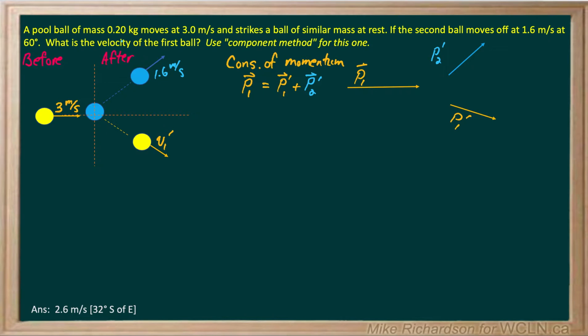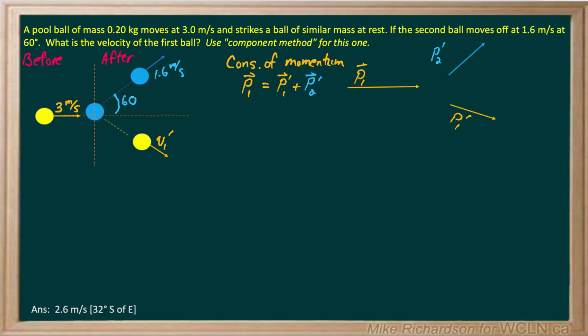Okay, here we've got a collision between two pool balls, each of mass 0.2 kilograms. In the collision, the first pool ball is seen to be moving at 3 meters per second, so I've drawn a top view diagram of the collision itself. After the collision, we know that the second ball, this blue one that I've drawn, which was initially at rest, wasn't moving before, goes off at 1.6 meters per second, and we know that the angle is 60 degrees.